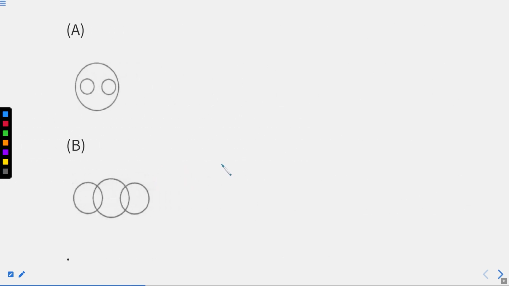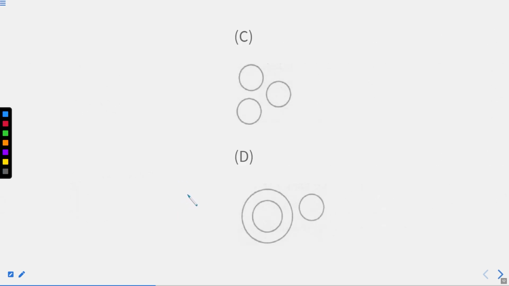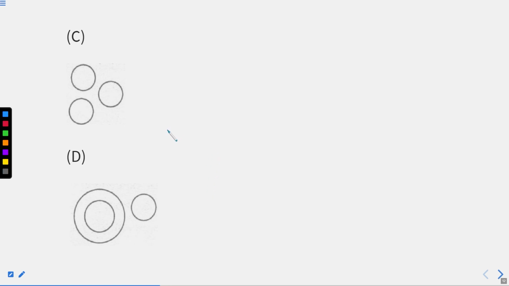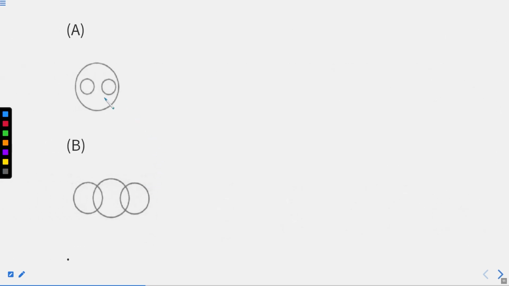These are the examples. This is option A, where a big circle has two different circles inside. Here we have a circle and two circles intersecting the first circle. In the third part we have three different circles which have nothing in common. In the fourth we have a circle inside another, that is concentric circles, and a separate circle. So you can clearly see here what it is showing.